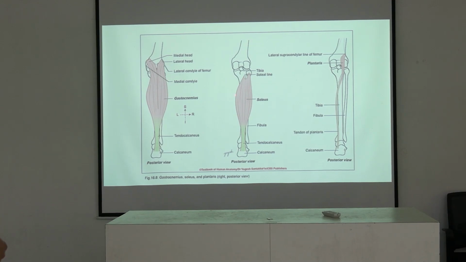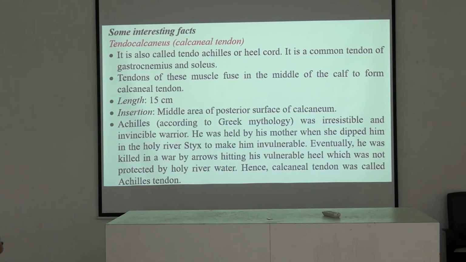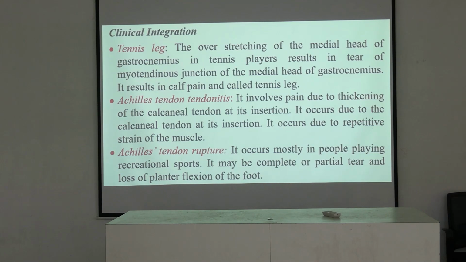Okay, and this soleus takes origin from the soleal line of the tibia and also from the fibula. Okay, it's a horseshoe shaped origin. Okay, Greek mythology. Okay, you can read it. So this is very important. This is the Achilles tendonitis.